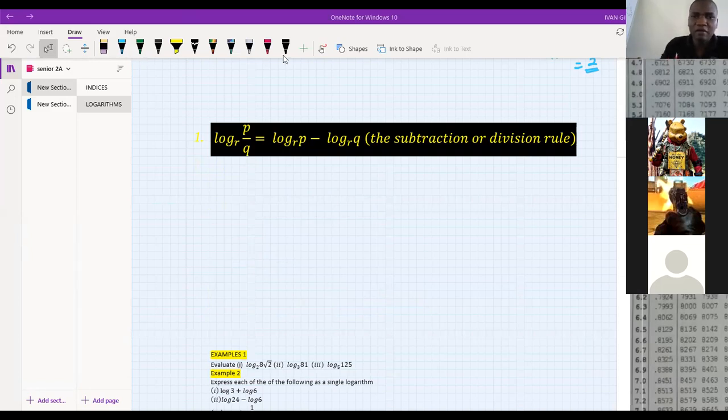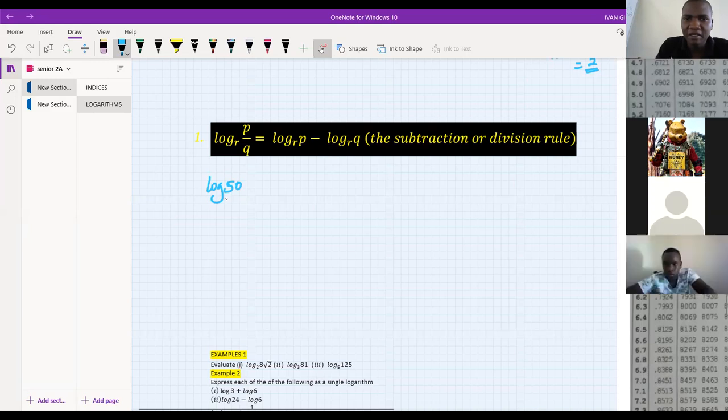When you have log of, let's say, log of 50, like I gave you the other time, log of 50 base 10 minus log of 5 base 10.